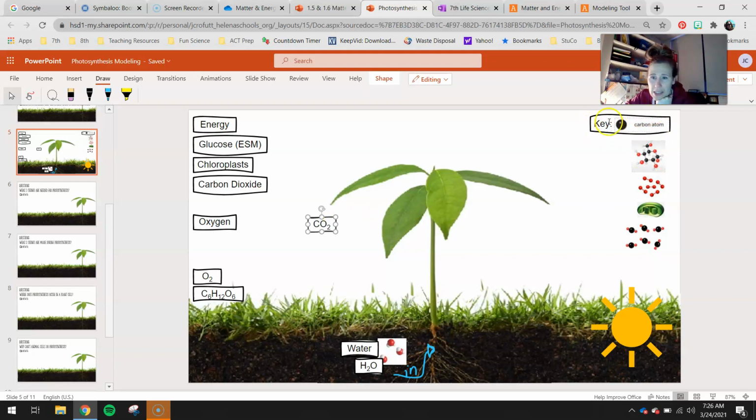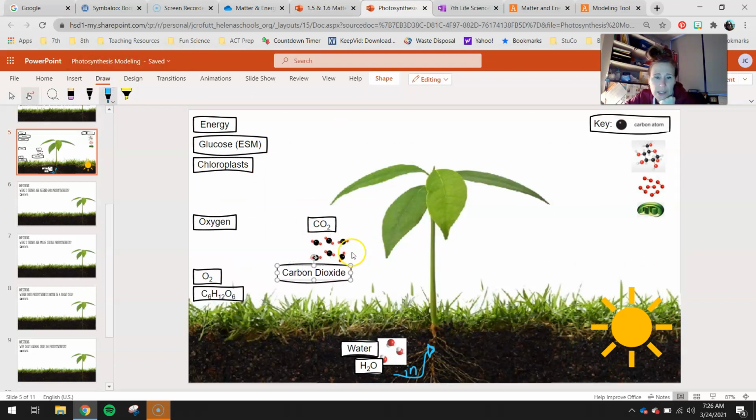Again, we know that carbon is this black atom, so it's carbon and 2 oxygen. The only one that has a black and then 2 other colors is this one right here. So this one must be our carbon dioxide. And again, we need it for photosynthesis. So I'm going to draw a little arrow pointing in right to my leaves because again, that's where that carbon dioxide enters in, in those little stomata.